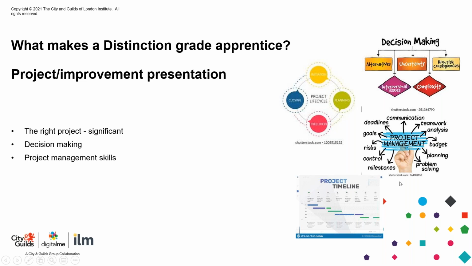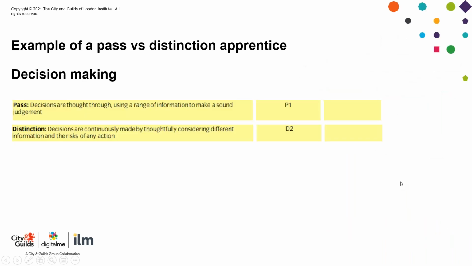So to move on to a specific example of a pass versus distinction apprentice in decision making. For a pass here, the apprentice needs to show that their decisions made during the project improvement process are thought through using a range of information to make a sound judgment. For the related distinction, they need to show that their decisions are continuously made by thoughtfully considering different information and the risks of any action.